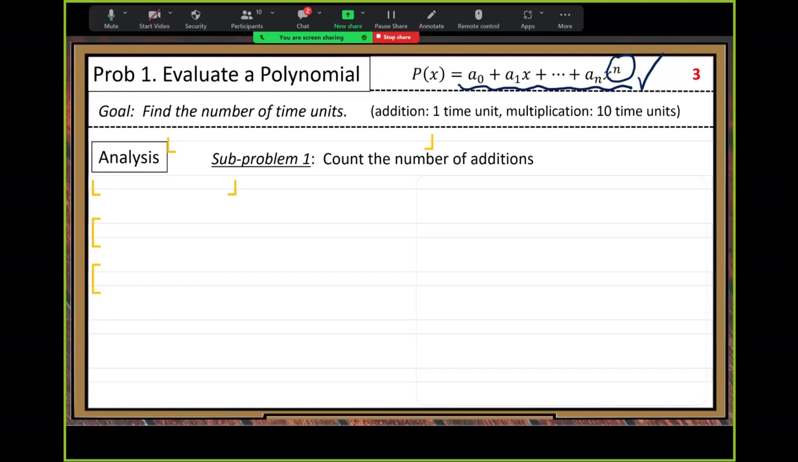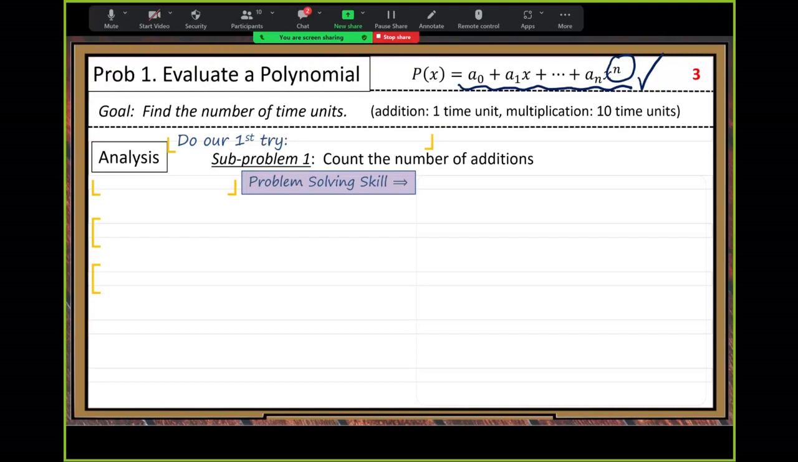All right, first I want to say your answer is correct. The answer is n additions. That's simple. N additions, plus a sub 0. Even that plus a sub 0.